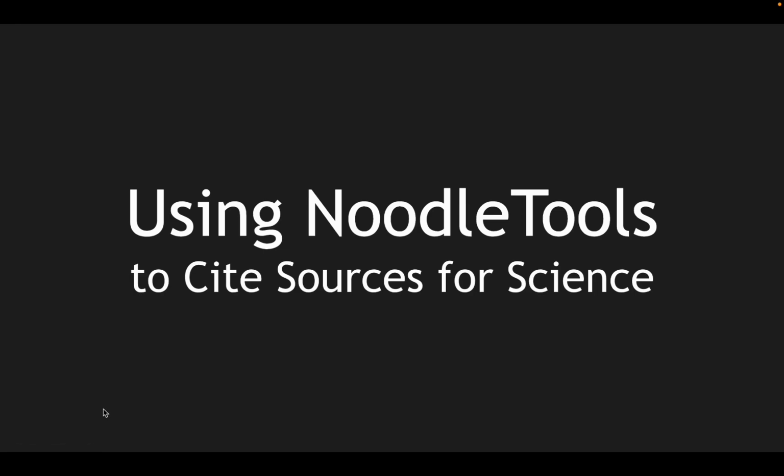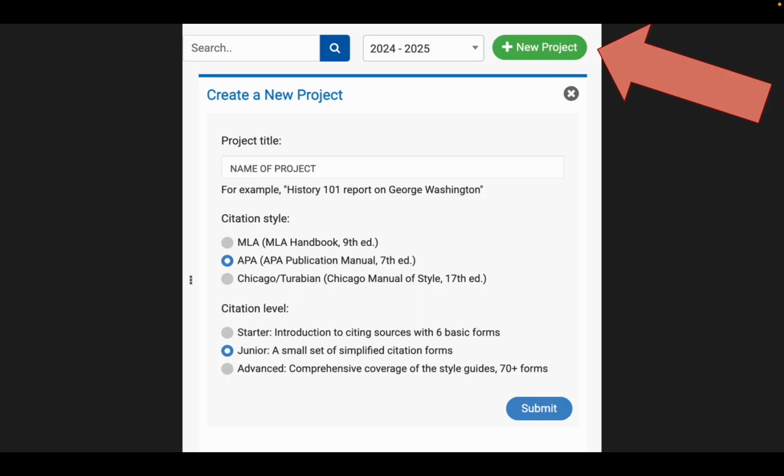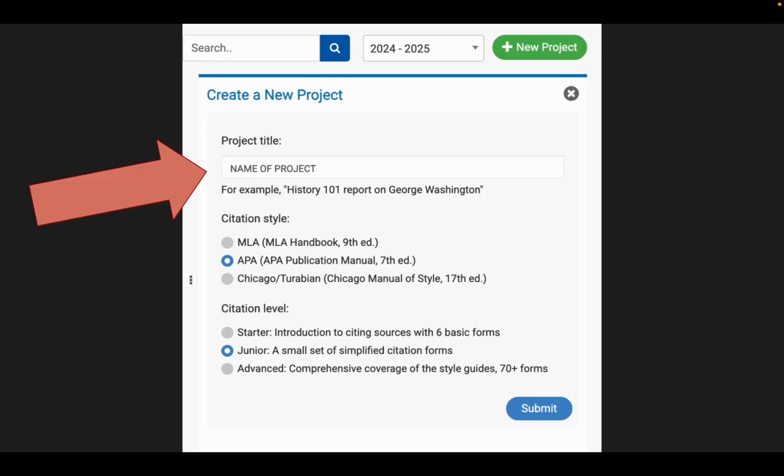Let's talk about how we're going to use NoodleTools to cite our sources for science. Okay, the very first thing we're going to want to do after we've logged into NoodleTools is to go ahead and start a new project, right? And we want to make sure we give it a really good name. For science, it should be specific.